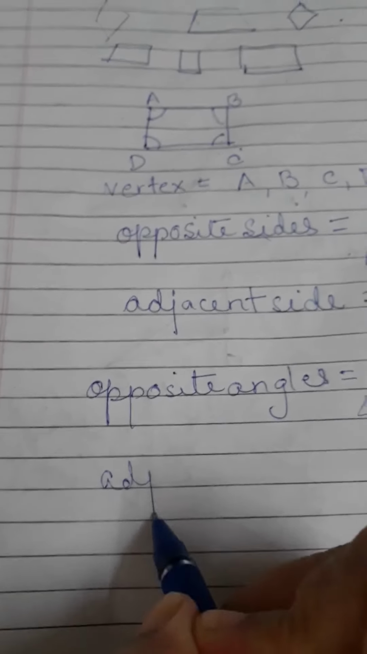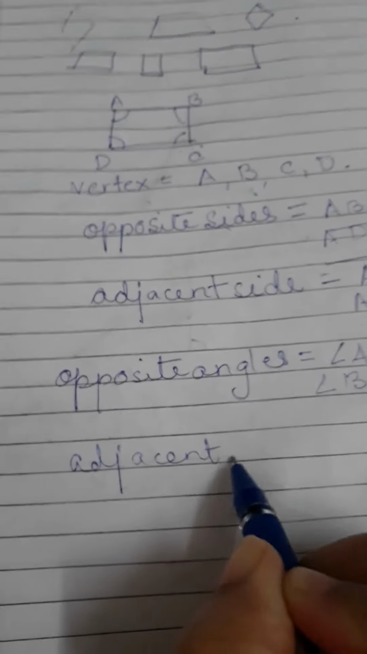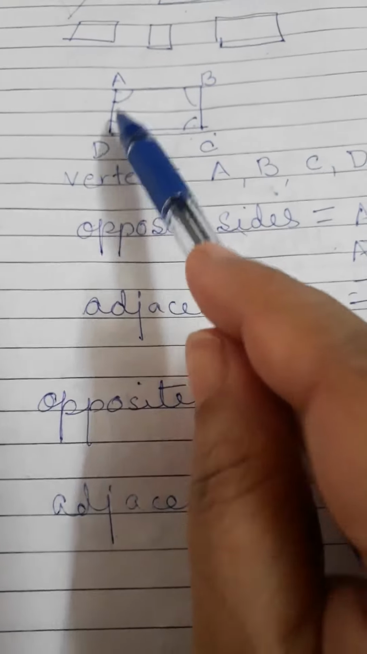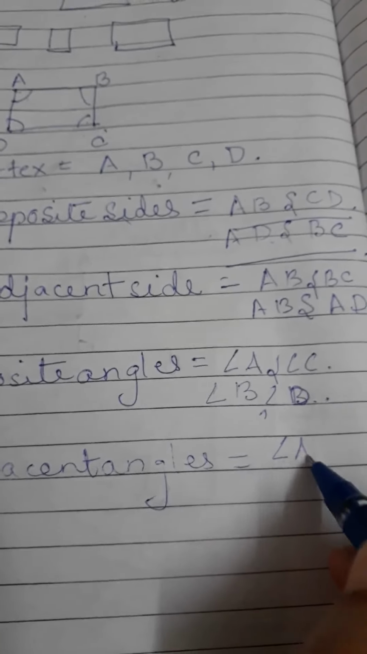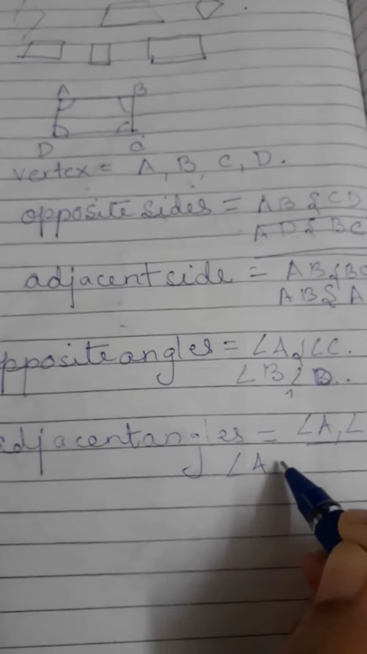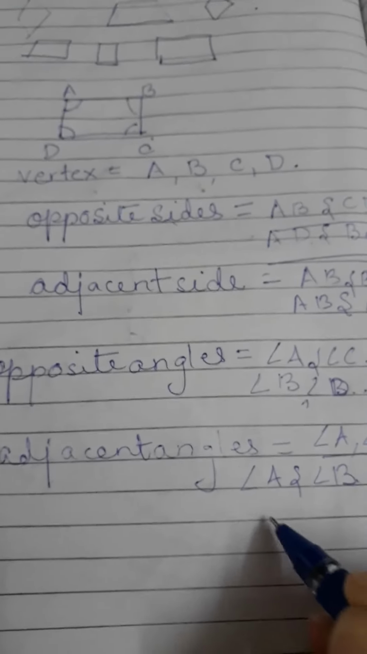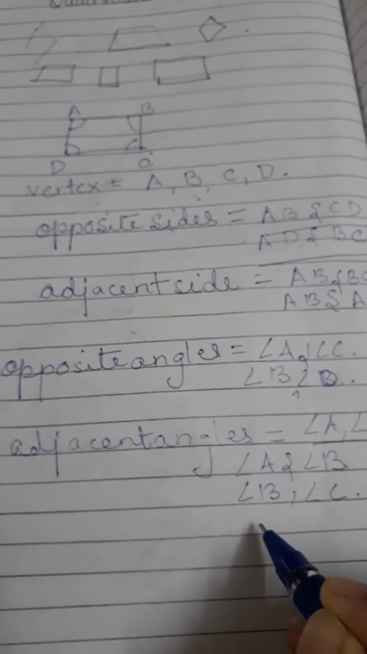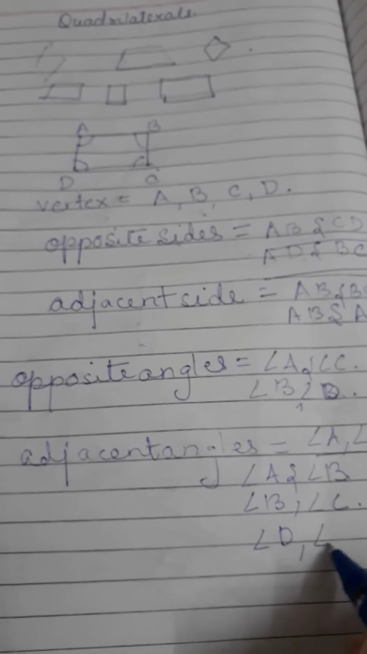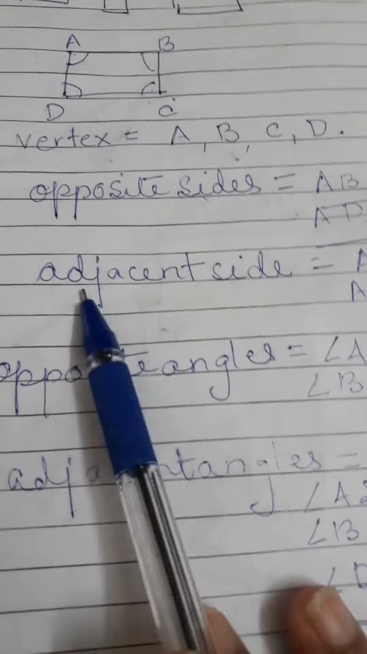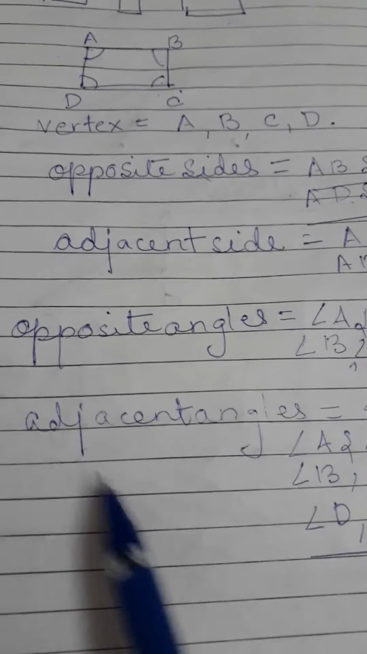Same way, adjacent angles. Now you have understood the meaning of adjacent. So angle A, angle D are adjacent to each other. They'll be in pairs, no? Angle A, angle D. Then another pair can be angle A, angle B. Then another pair can be angle B, angle C, right? Then angle D, angle C. So these are the different pairs of adjacent angles. So is it clear? Opposite sides, adjacent sides, opposite angles, adjacent angles, you need to know.